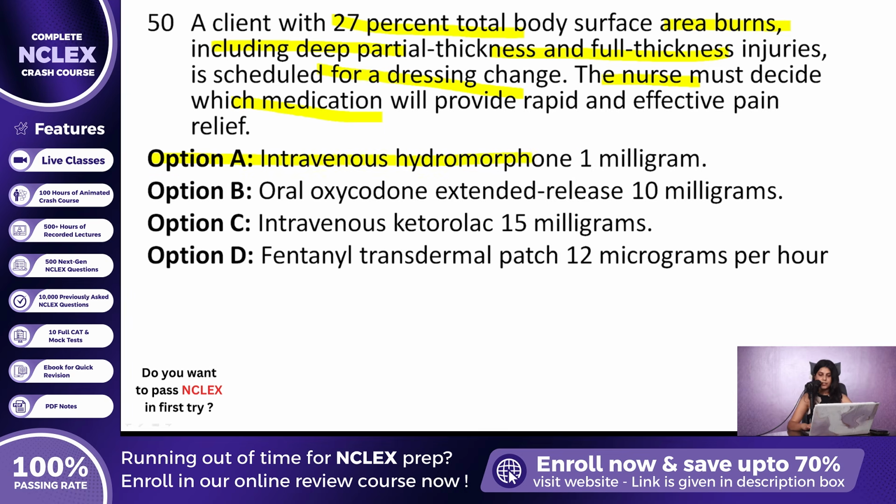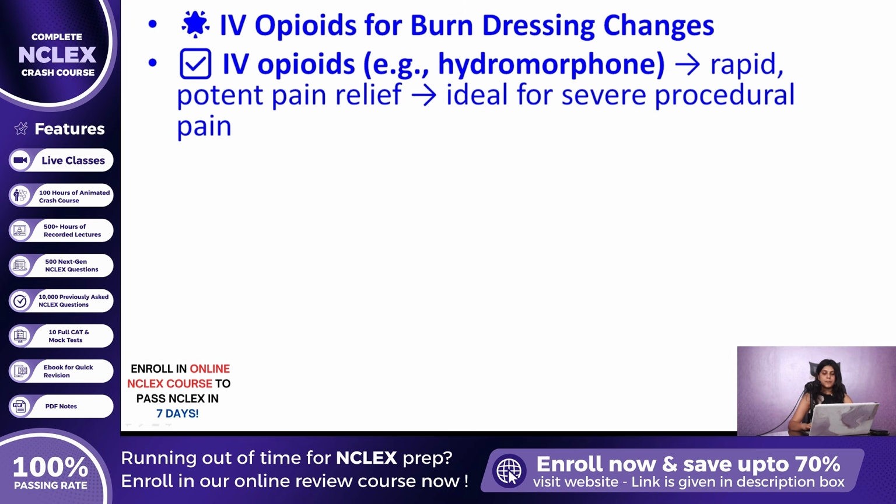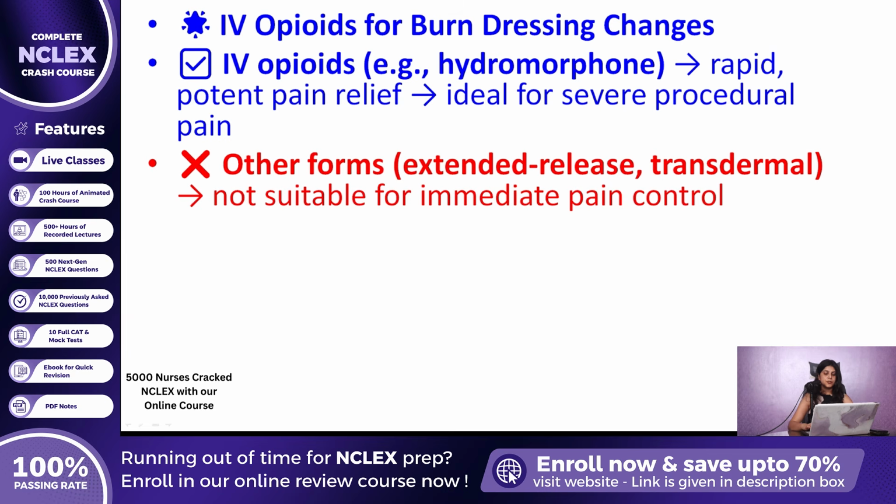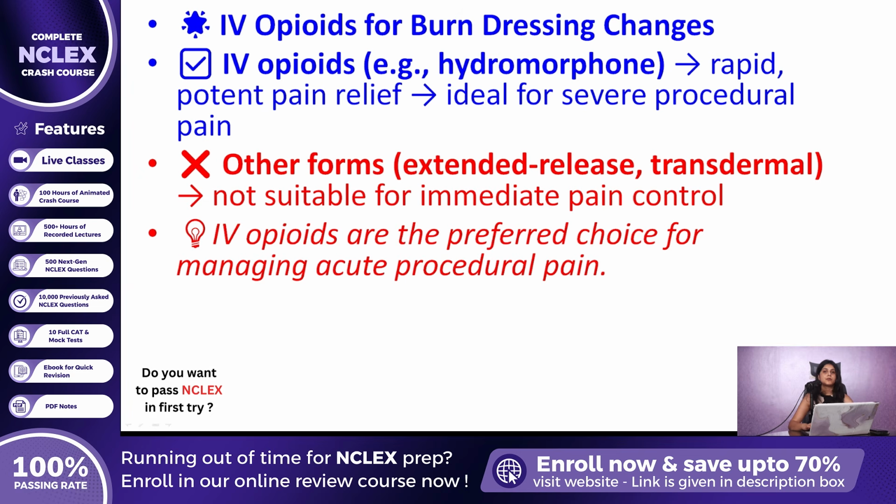The explanation is that IV opioids like hydromorphone act quickly and provide potent analgesia for severe procedural pain, which is essential during burn dressing changes. Extended release or transdermal medications are not suited for immediate pain control. The key point is that IV opioids are preferred for rapid relief of acute procedural pain.